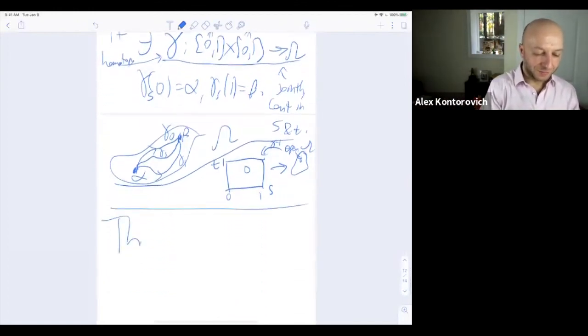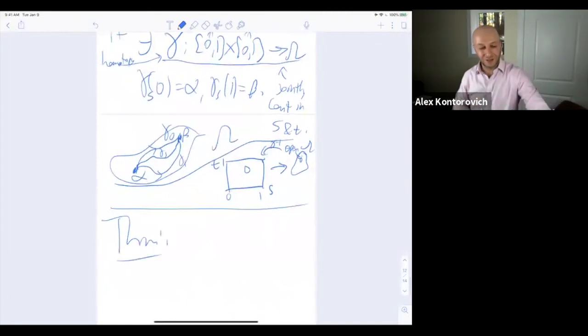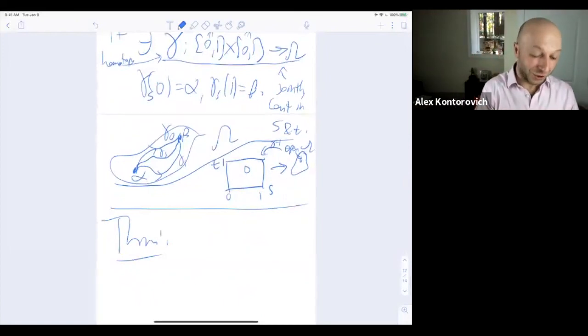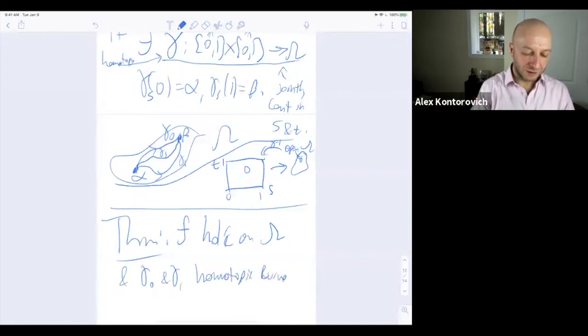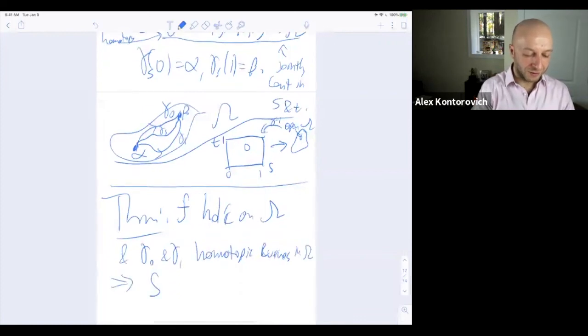So here's the theorem. It's kind of, in some sense, obvious that we should be able to state something like this, and we should have been able to state it some time ago. If f is holomorphic on omega, and we have two curves, gamma 0 and gamma 1, that are homotopic curves in omega, then the integral over gamma 0 of f of z dz is equal to the integral over gamma 1 of f of z dz.